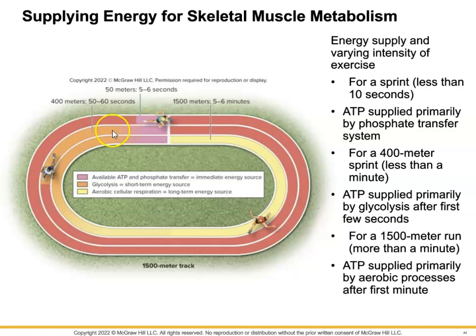For this one, the gentleman running this 400-meter sprint, well, it's going to take him about a minute, 50 to 60 seconds. He's going to need more ATP. So we're going to do the transfer first and then glycolysis to give him a little more energy after those first few seconds, okay? Now, this fella is going to run the entire 1,500-meter track. So first, we're going to transfer phosphates, then use glycolysis, then aerobic respiration for the longer endurance requiring more ATP.